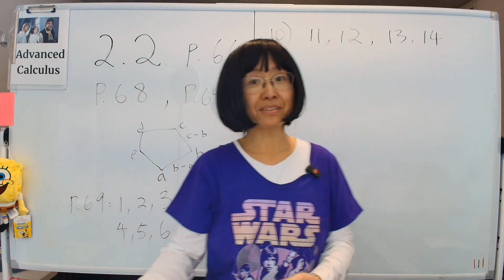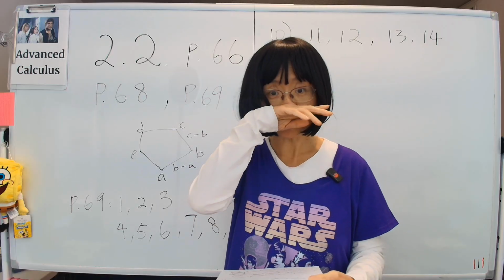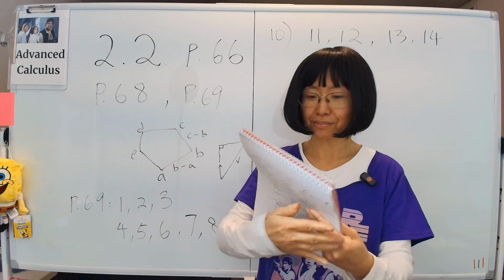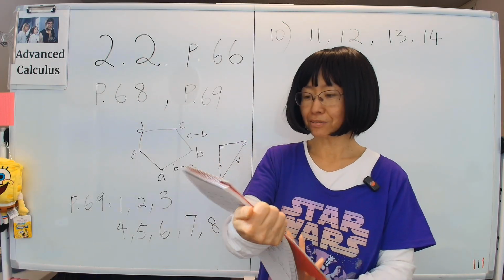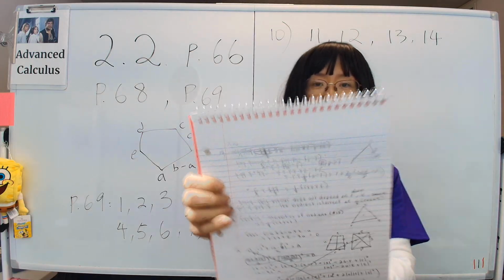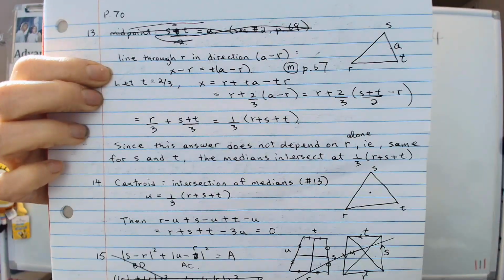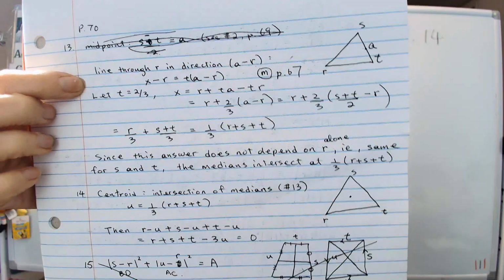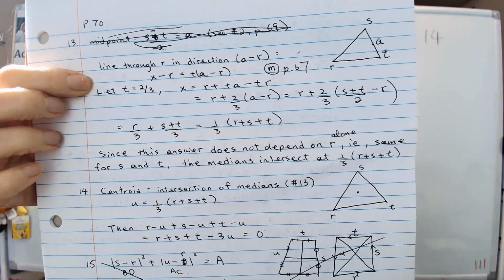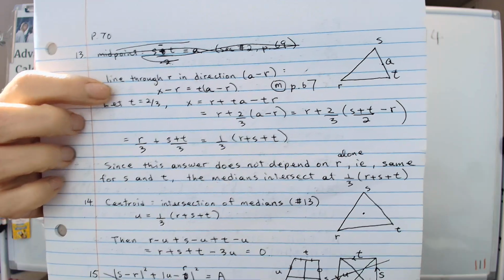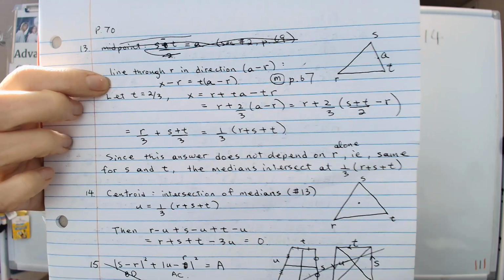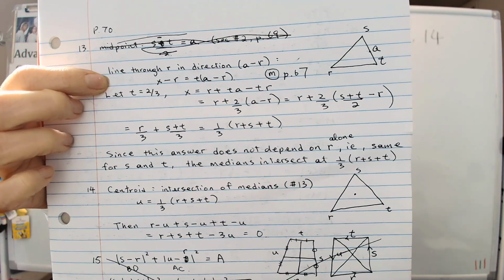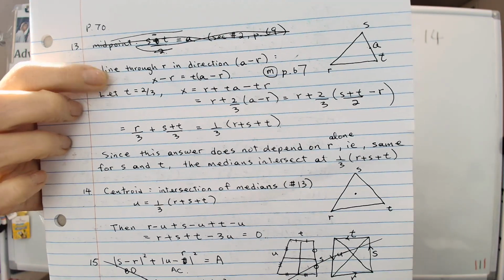Next, let's do problem 13. Let's prove something from geometry back in the day. We have a line that goes through r in the direction of something, and we need to set t equal to 2/3, and then something interesting will happen. So we are going to prove the median by using the equation, Proposition M on page 67, which says that the line is x minus r equals t times (a minus r), where a minus r is the direction of our line.